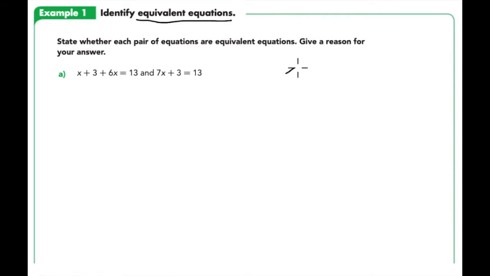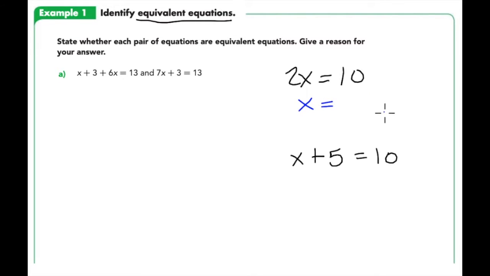I'm just going to go 2x equals 10, and then x plus 5 equals 10. So we have two equations here. And the solution for our first one, 2 times what gives us 10, is what we're trying to find. Well, we know that x equals 5. 2 times 5 would give us 10.